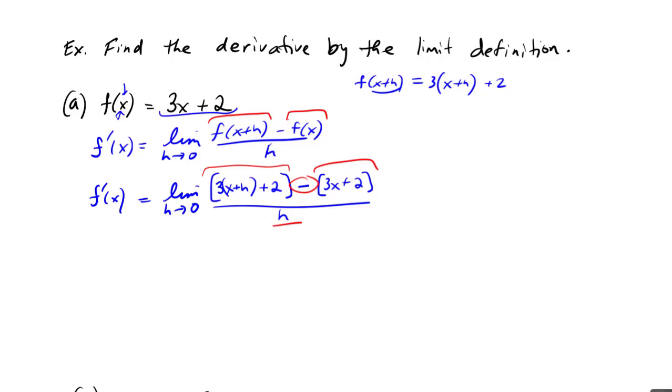Now, one thing I should have noticed is, look at the derivative formula. If you were to try plugging in 0 for that limit, you would get 0 over 0. And the derivative is always giving you an indeterminate 0 over 0 originally. So we have to work out of it. So what we're going to do is just go ahead and algebraically work this out. So 3x plus 3h plus 2, distribute, minus 3x minus 2, all over h.